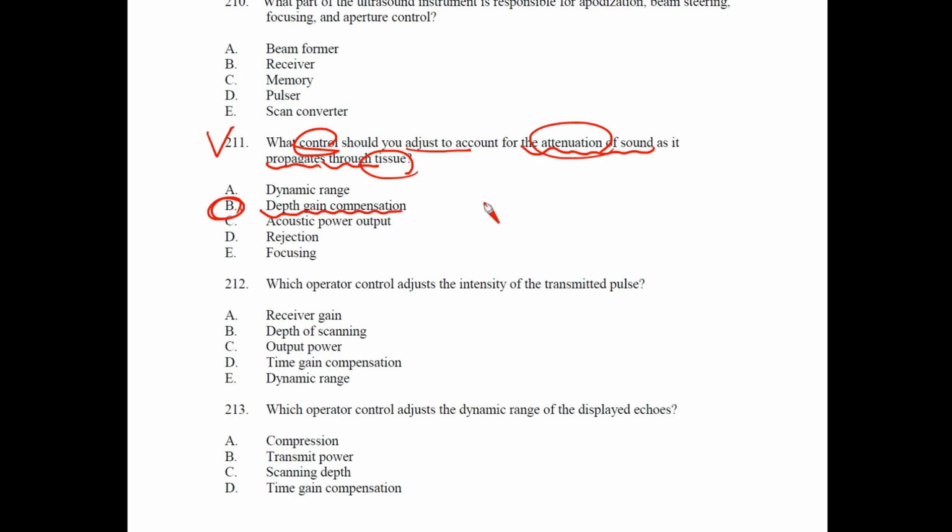This refers to expressions like depth gain compensation or time gain compensation. You can think of it as a point that adjusts the attenuation that occurs according to depth or as the wave passes through tissue.